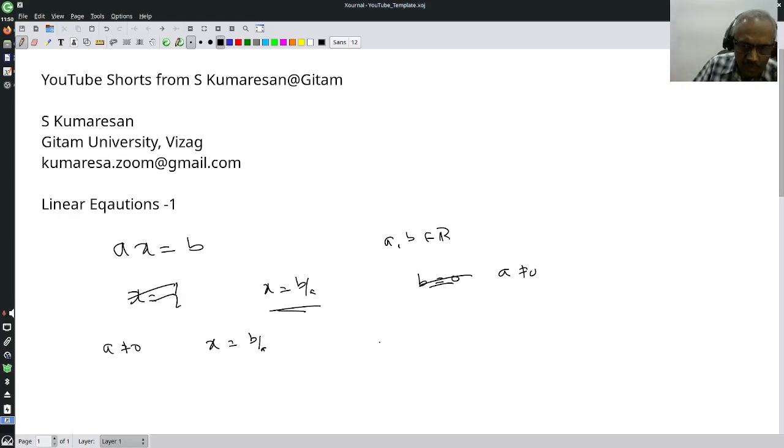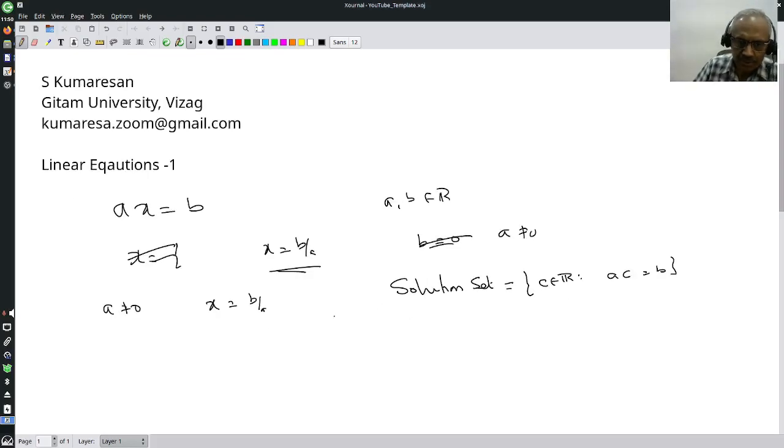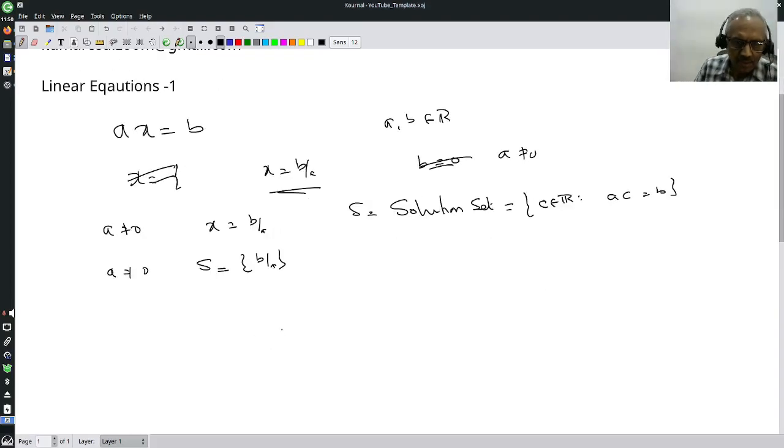But instead of concentrating on the solution, I want to concentrate on the solution set. Here in this case it is very easy, but let's look at this set. This is all real numbers c such that ac equal to b. So this is the solution set of the equation. Therefore, when a is not equal to 0, the solution set S has only one element, b by a.